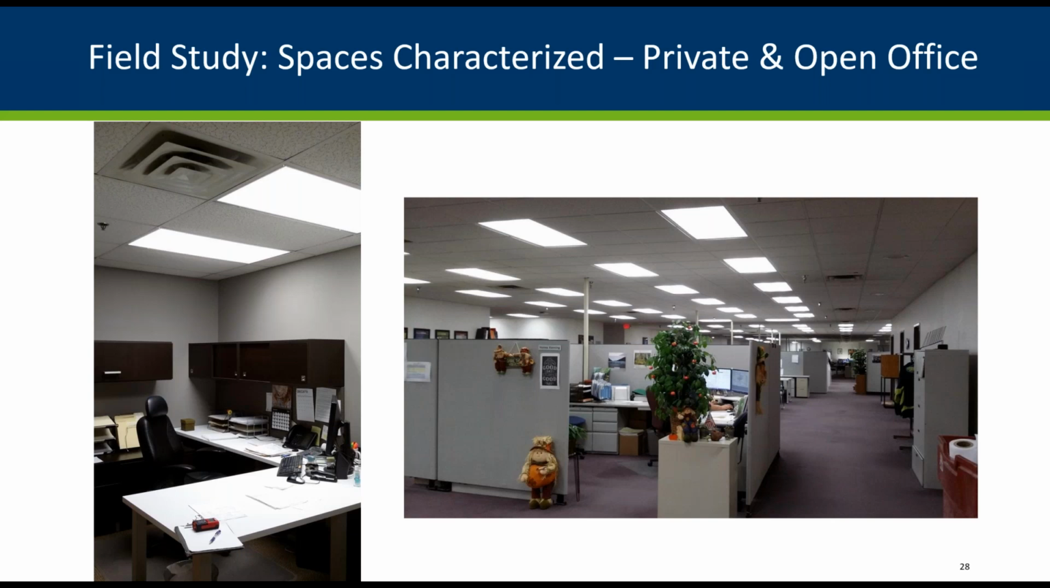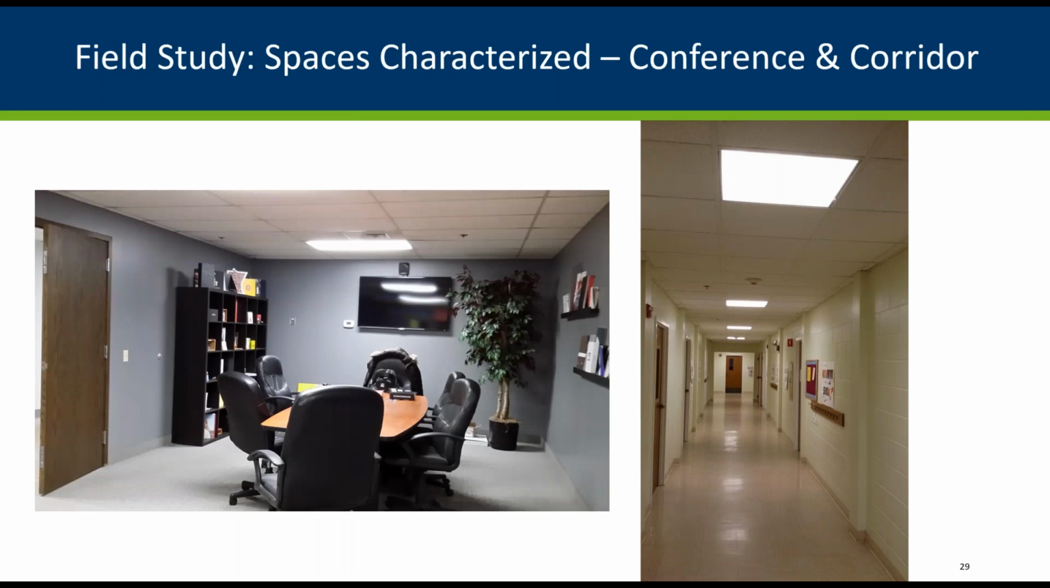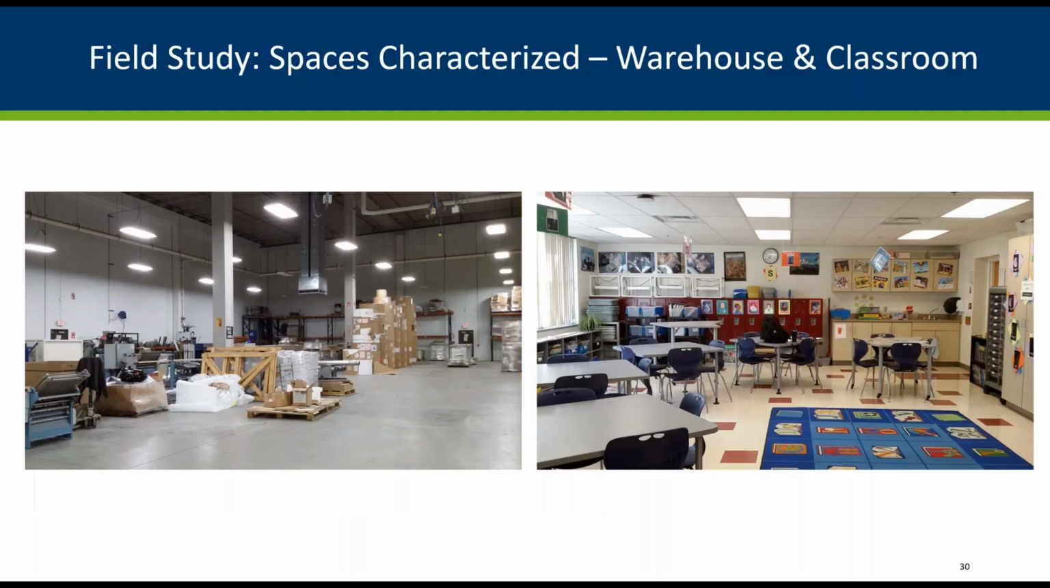These are photos showing examples of a typical private office on the left and a typical open office space on the right. And here we show an example of a typical conference room on the left and a corridor or hallway space on the right. And finally, these are typical photos of our last two space types, warehouse on the left and classroom on the right.